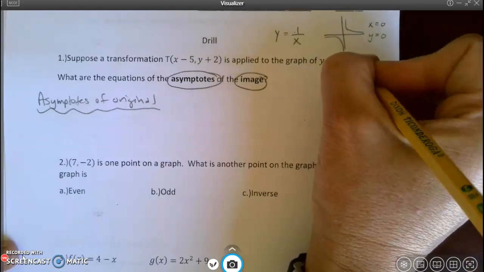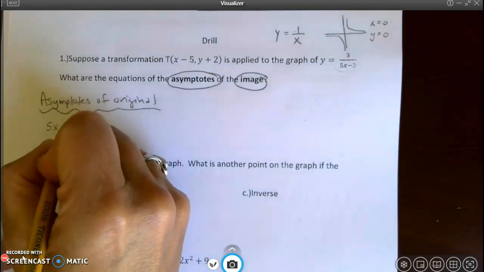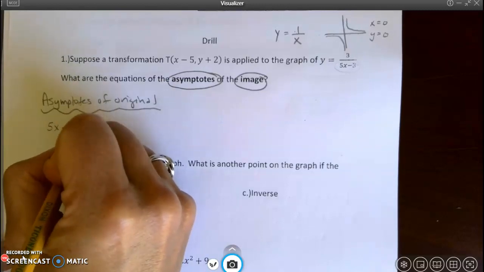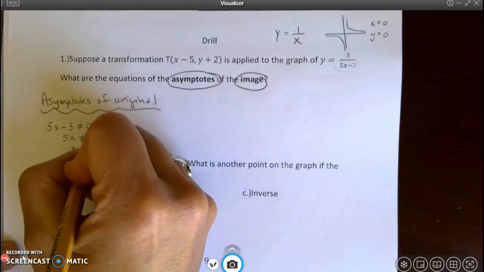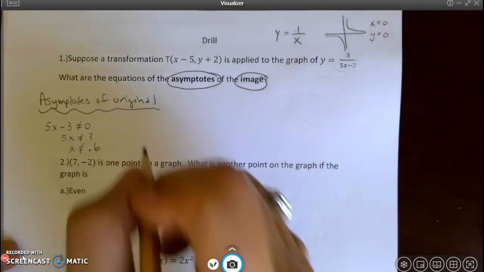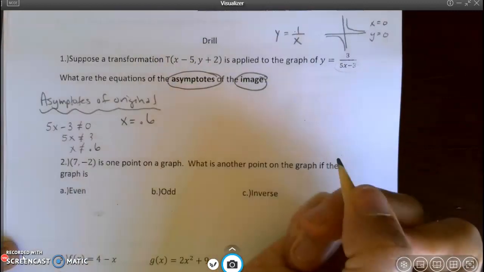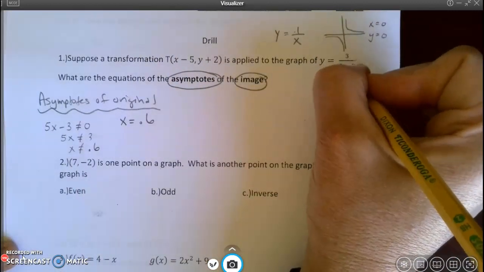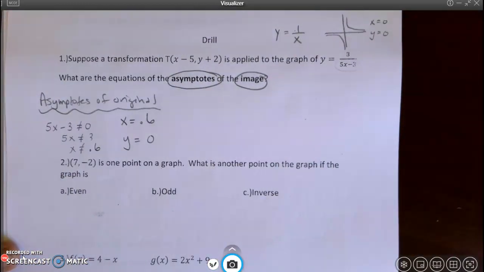The thing that makes this 0, we know that 5x minus 3 is not allowed to equal 0, so I'm going to solve this. 5x can't equal 3. X cannot equal 3/5 or 0.6, which means I have to have an asymptote there. X equals 0.6. Well, if the denominator doesn't equal 0, then y is never going to equal 0, so y equals 0 is another asymptote. So here are my original asymptotes. X equals 0.6 and y equals 0.